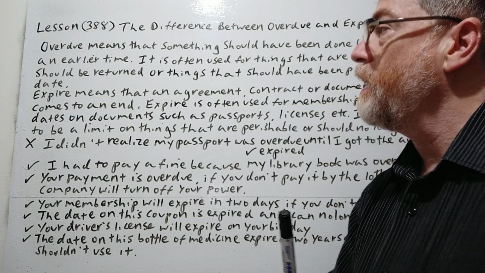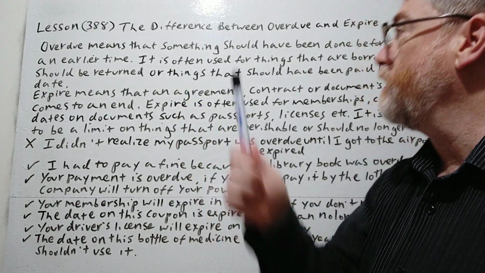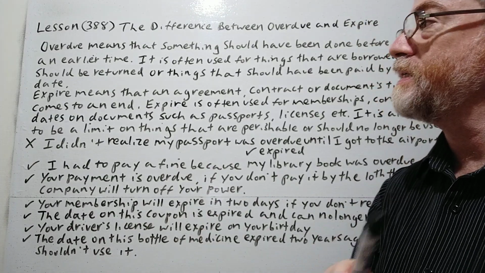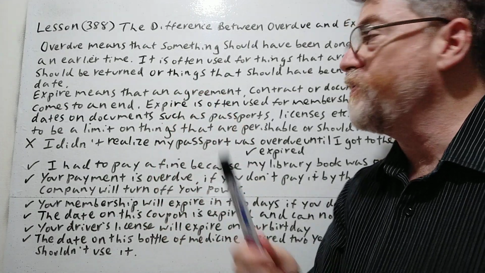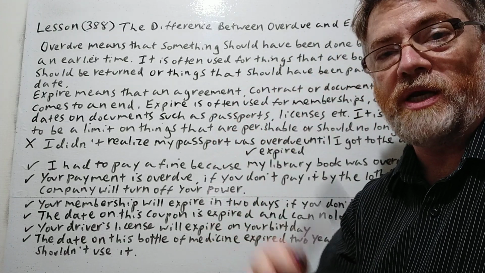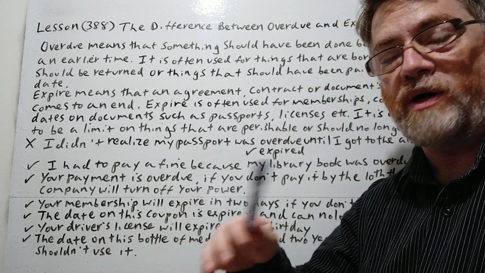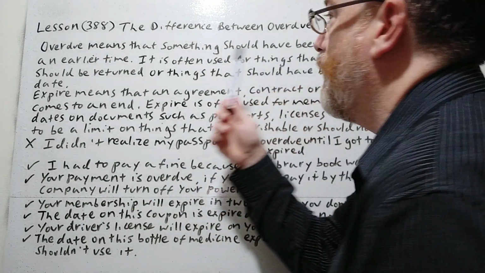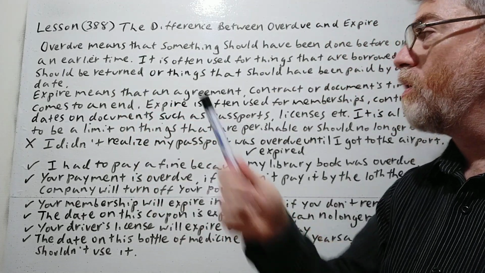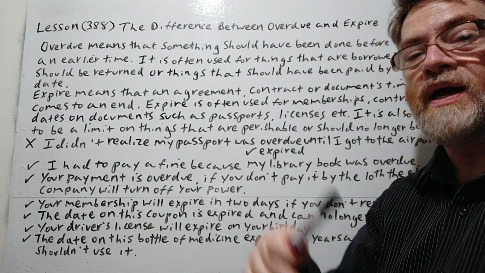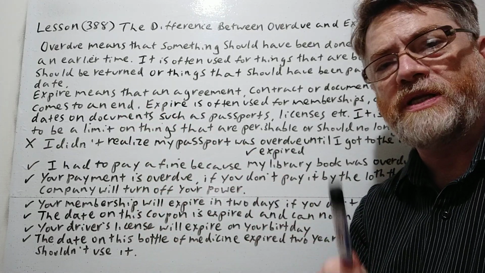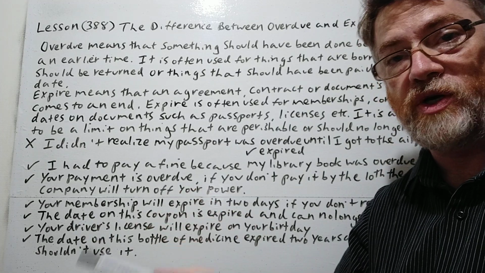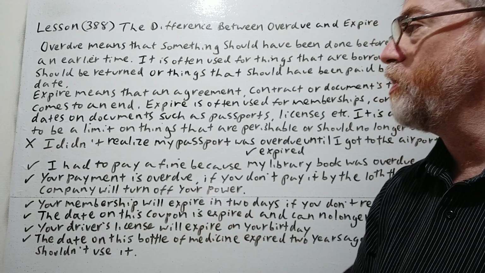We look at overdue. Overdue means that something should have been done before or at an earlier time. So we usually use it for things like that. It is often used for things that are borrowed, like a book from the library or a videotape from a store or a video game from a store, something like that, and should be returned. Or things that should have been paid by a certain date, especially things like bills. Your bill could be overdue.